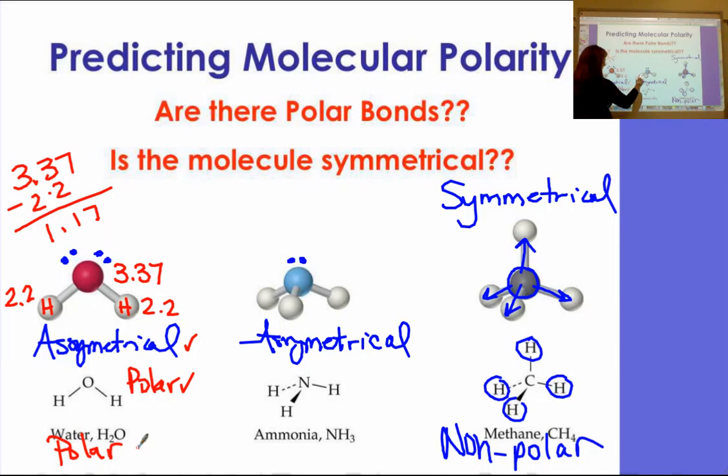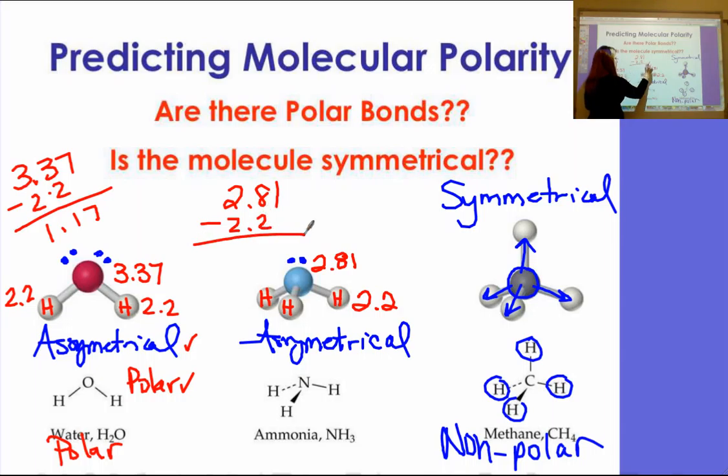Looking at ammonia, here are all my H's, NH3. Again, we said hydrogen was 2.2. Nitrogen, if you go and look back on the electronegativity chart, nitrogen is 2.81. 2.81 minus 2.2 is 0.61. So this also has polar bonds, and it's asymmetrical. Therefore, ammonia is a polar molecule.